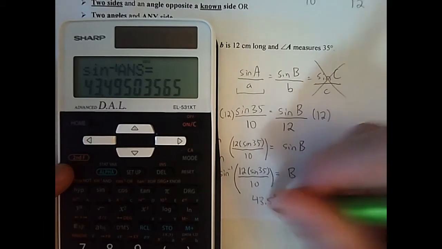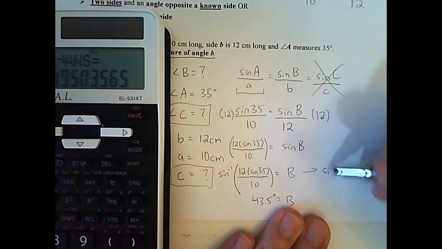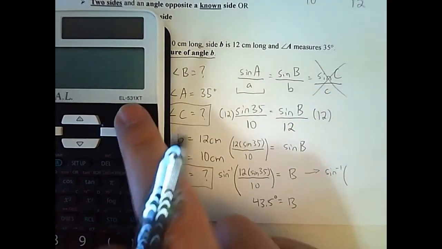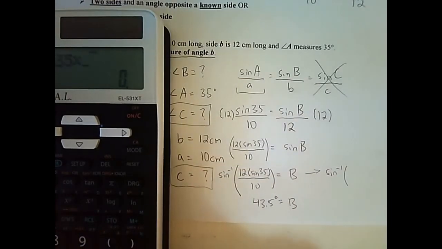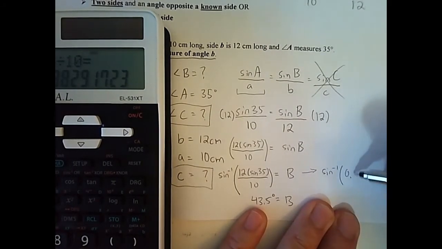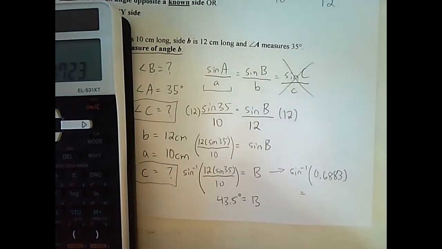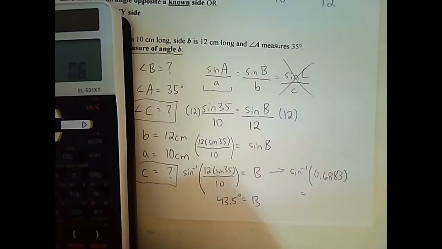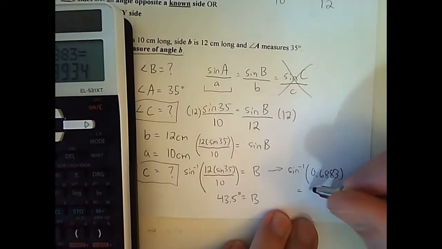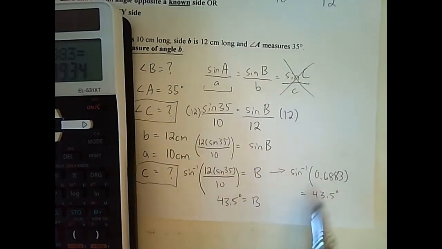43.5 degrees. So what I'll do now is show you, why don't I just turn this into a decimal over here? So we have sine -1, and I did sine 35 times 12 divided by 10. If I just do this for 0.6883, I am going to get, again, 43.5 degrees. So you can just do this on your calculator, or I would go 4 decimal places and then do the sine -1. That way we get a more accurate answer for our angle.